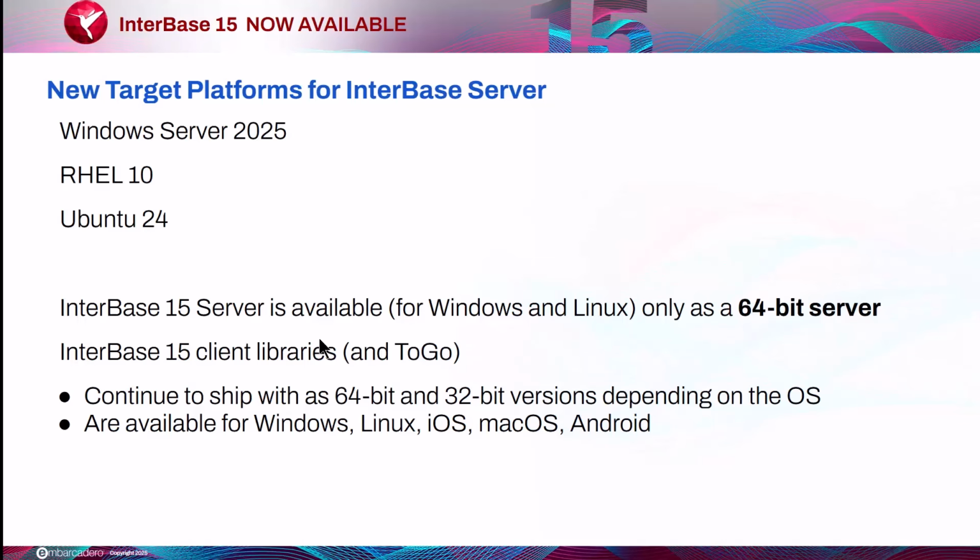The InterBase client libraries continue to remain available for 64-bit and 32-bit, depending on the operating system. Of course, it doesn't make sense to have a 32-bit version for iOS and macOS because they don't exist anymore. But for other operating systems, we offer client libraries with both bitness, and same for the embedded version, the To Go version, either Lite or the Pro version. They also remain available as both 32-bit and 64-bit, depending on the target operating system.